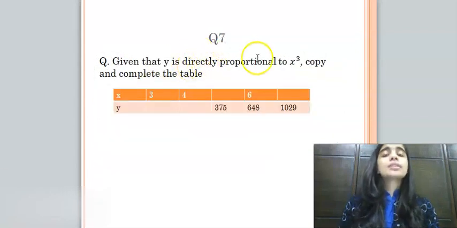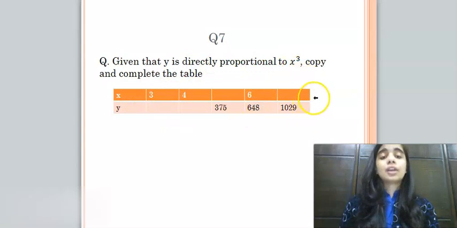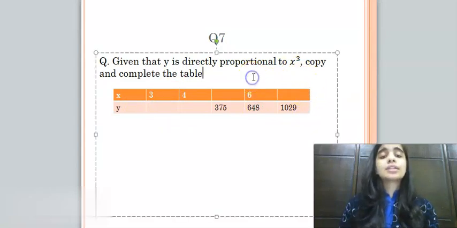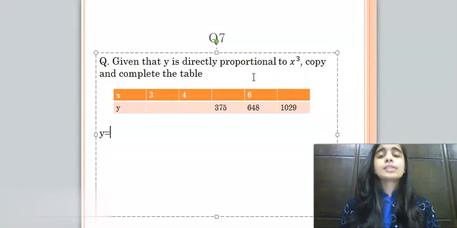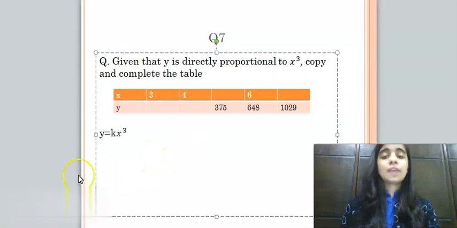Given that y is directly proportional to x cube, copy and complete the table. Now this is for x and y. We have a relationship between y and x cube. So first let's try to find out the value of k. If it says that y is directly proportional to x cube, then it would definitely be y is equal to k x cube. So k will be y upon x cube. So this is complete. We can get the values from here.